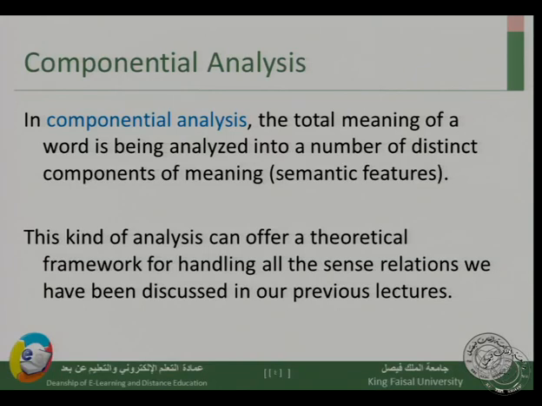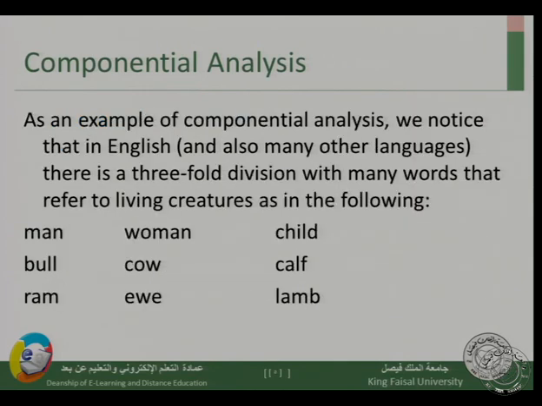In this kind of analysis we can give a theoretical framework to handle all the sense relations we talked about in the previous lectures. So we talked about synonymy, antonymy, hyponymy, polysemy, and so on. This type of analysis can give us a theoretical framework to handle all of these sense relations, and it handles some relations better than others. We will see how that is at the end of this lecture.